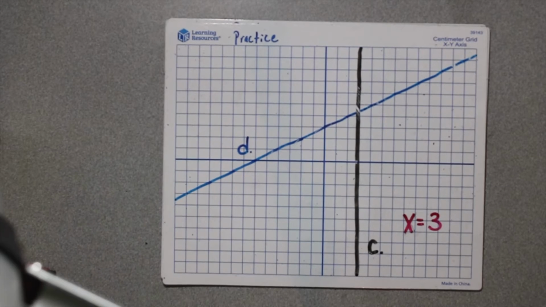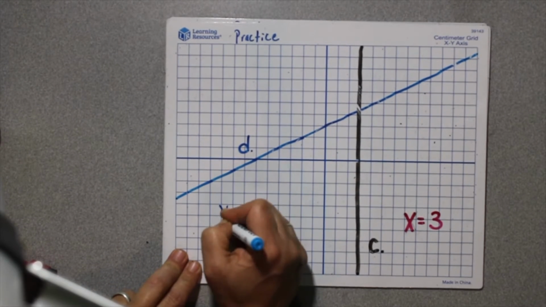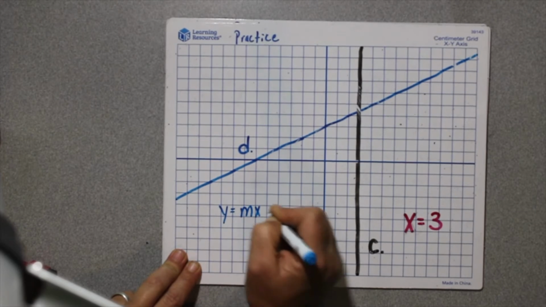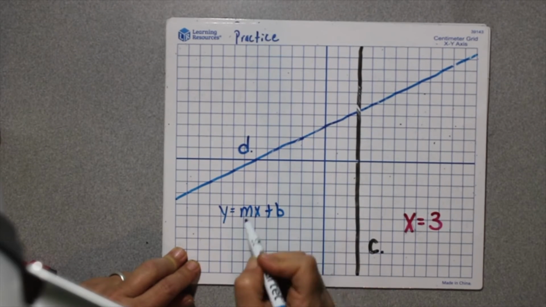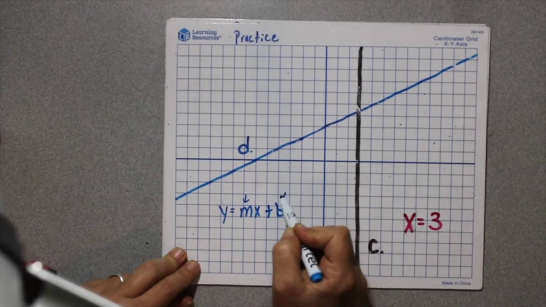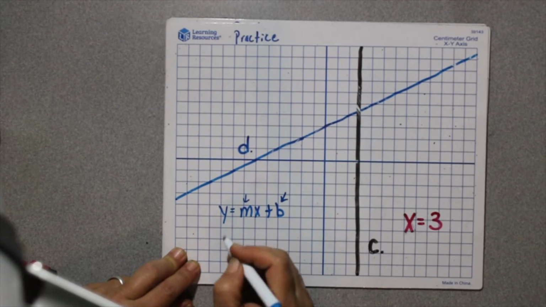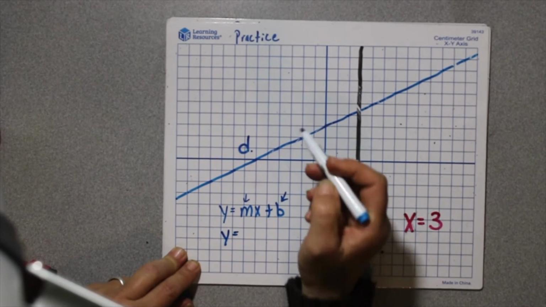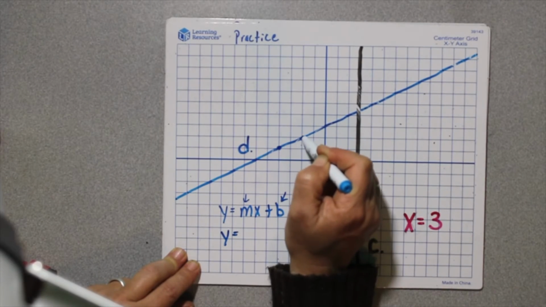All right, D. I'm going to write y equals mx plus b. You're probably getting tired of hearing me say that, but it's really important that you memorize that. M is going to be our slope, and B is going to be our y-intercept. Figure out our slope. We know it's positive because it's going uphill. And we just find two places where it crosses. Let's see, right here and right here.